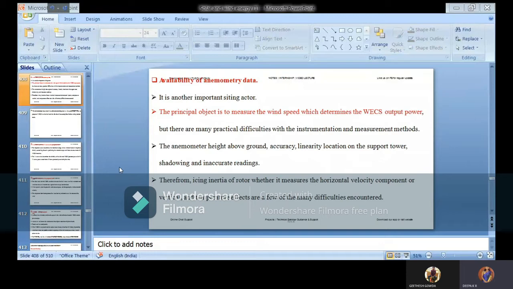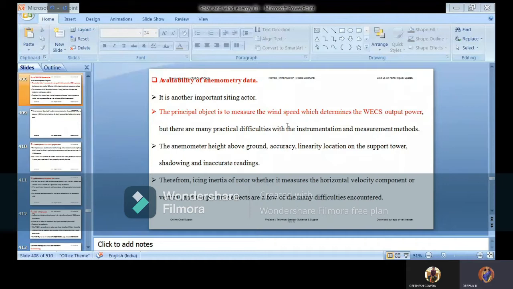So let us think for that same condition, availability of anemometer data. This is one of the important factors. So while selecting the site, this anemometer data is very important. Then we'll see what exactly. The principal object is to measure the wind speed, which determines the WECS output power. Means based on the data, we can judge what will be the output of the windmill.